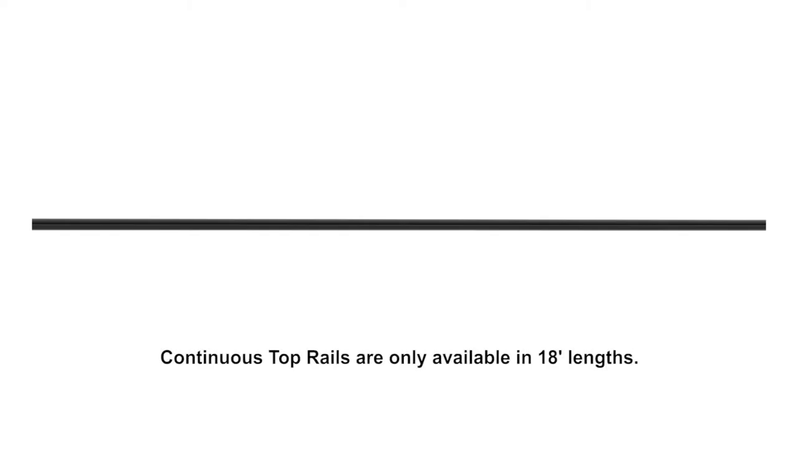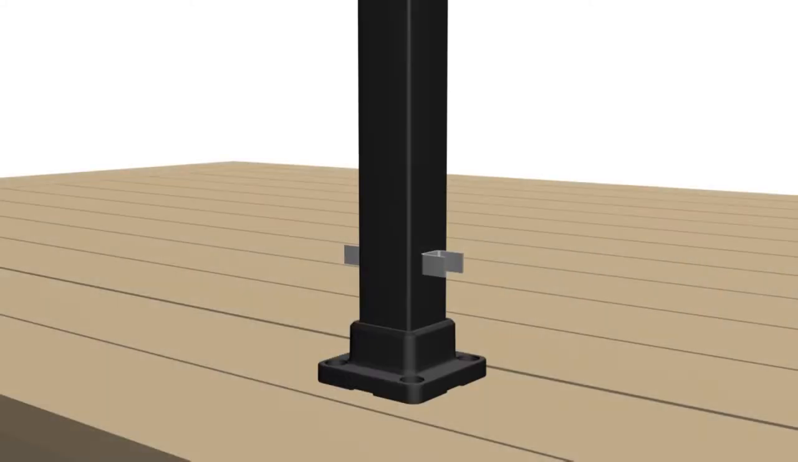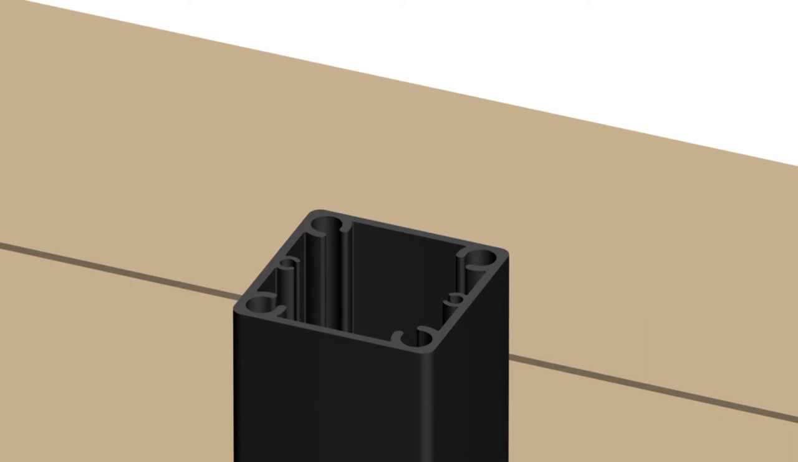Let's get started. First, we'll plan out and install the necessary posts required. Note: when planning your layout, continuous top rails are only available in 18-foot lengths. On 2-inch posts, ensure lower clips and screw chases are oriented in line with panels.